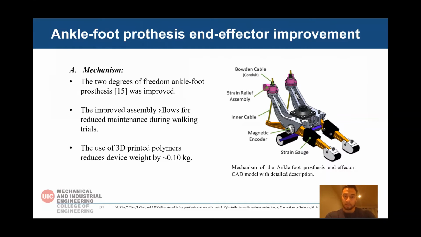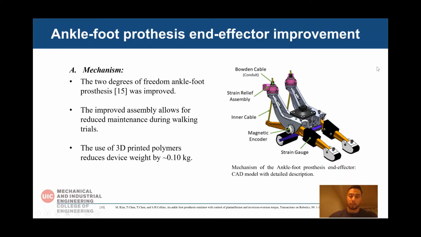As you can see on the right, depicted as a CAD model with detailed description of our ankle foot prosthesis. The mechanism is a 2 degrees of freedom ankle foot prosthesis that we improved upon. The improved assembly allows for reduced maintenance during walking trials, and this reduced maintenance was enacted by a new strain relief assembly. The strain relief assembly entailed 2 parts, a FDM printed polymer and a TPU printed polymer. The use of these 3D printed polymers reduced device weight by 0.1 kg.